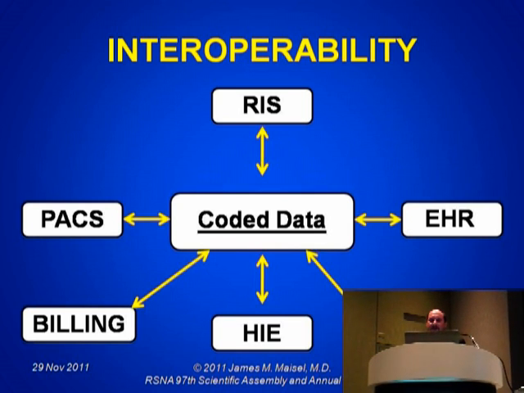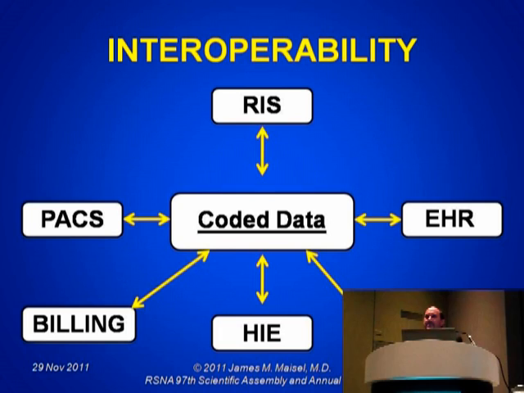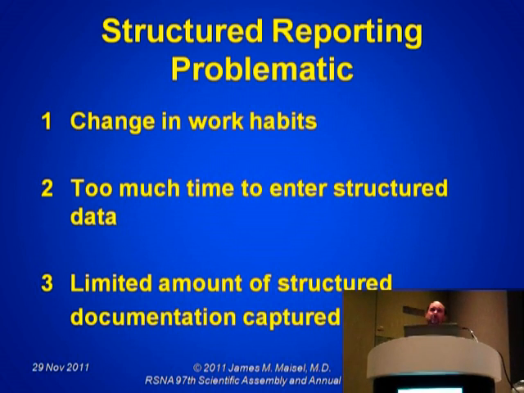Once the data is coded, it's very easy to move it between RIS and PACS and EHR, HIEs in standard architectural formats like CDAs, CCR, CCD documents, or with HL7. And you can take coded data and move it into billing and also analyze it very efficiently from a relational database. So what's the problem with structured reporting?